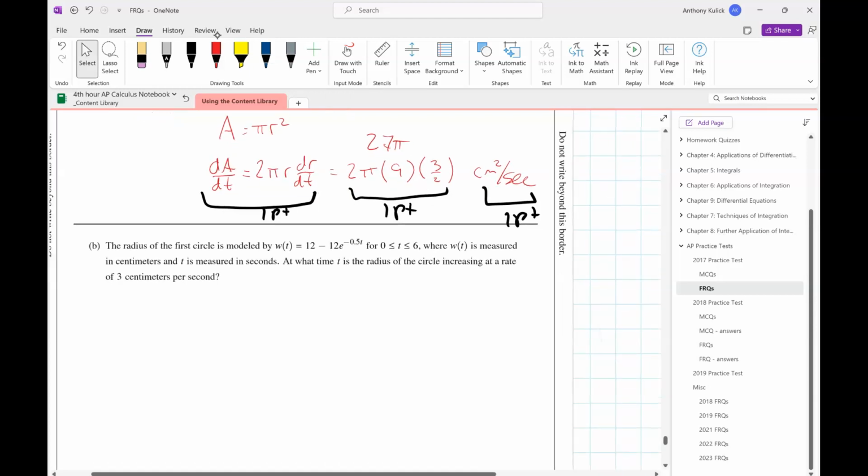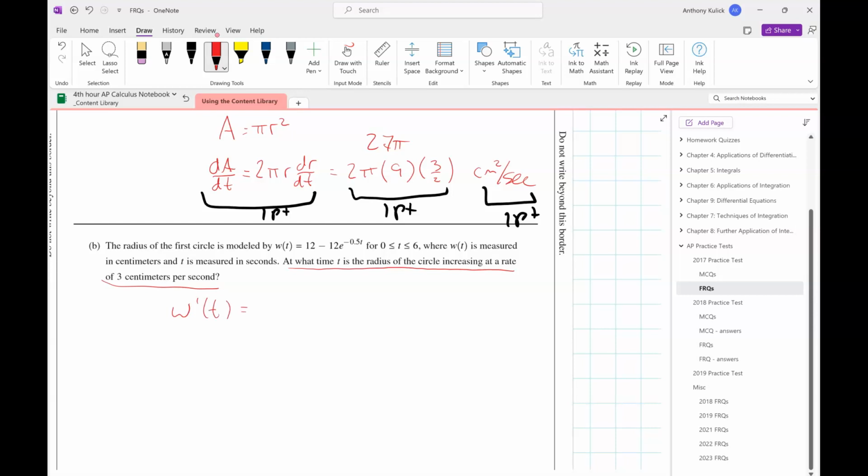All right, anyways, it says the radius of the first circle is modeled by W of t equals yada, yada, yada, from 0 to 6, where W of t is measured in centimeters and t is measured in seconds. At what time t is the radius of the circle increasing at a rate of 3 centimeters per second? What is this asking you for? It's asking you to solve for W prime of t equals 3.